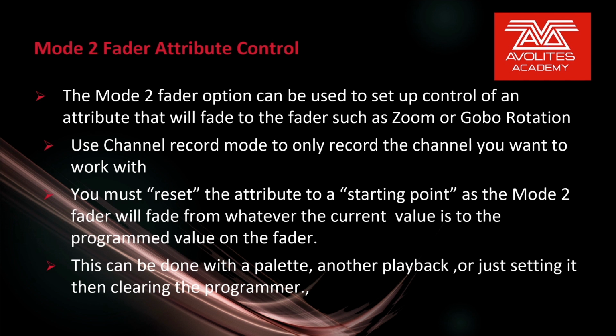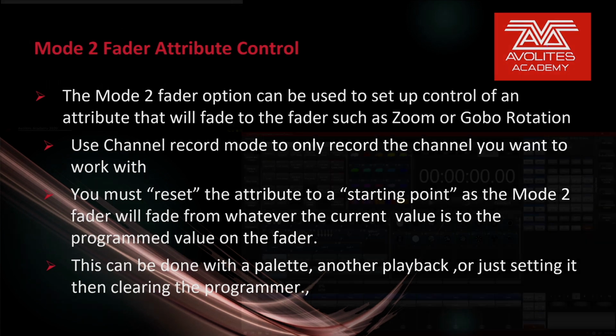You must reset the attribute to a starting point so that the Mode 2 fader will fade from whatever the current value is to the program value on the fader. This can be done with a palette, another playback, or just setting it and then clearing the programmer. So let's see that in action.